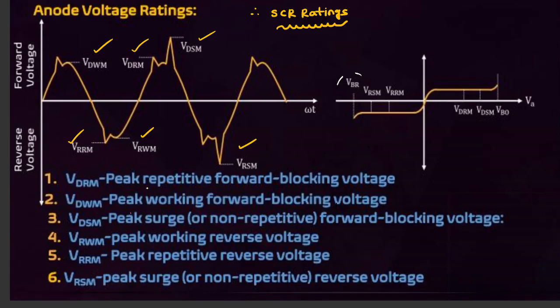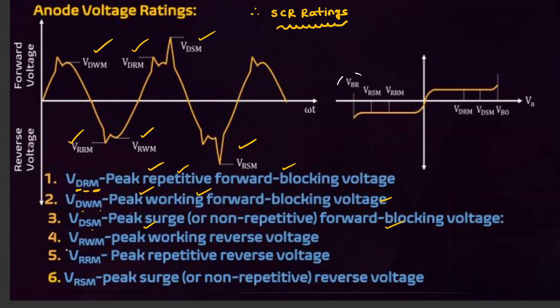VDRM stands for peak repetitive forward blocking voltage. There is some terminology, and according to that terminology the names are given. M indicates the peak in forward direction, R indicates the repetitive, D indicates the forward blocking. That is peak repetitive forward blocking voltage. VDWM: W stands for working forward blocking voltage. VDSM: peak surge, S indicates the surge or non-repetitive forward blocking voltage.